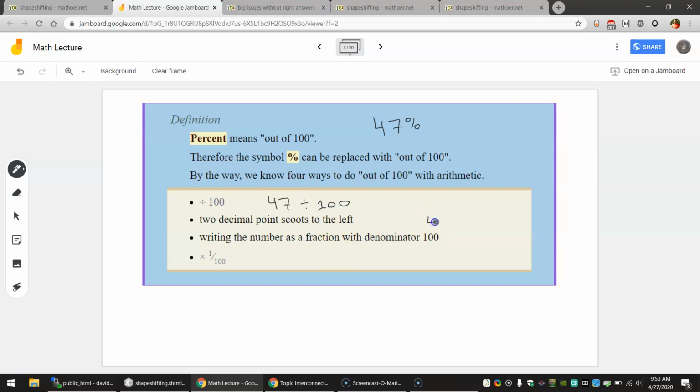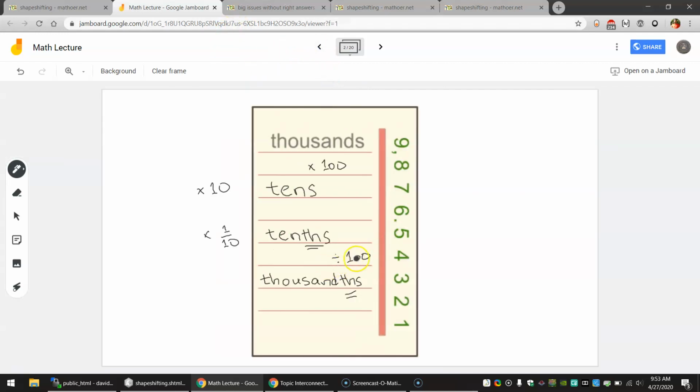We could also replace it with 2 decimal point scoots to the left. We could replace it by 47 hundredths. And we can replace it by 47 times 1 over 100. And understanding place value helped us see that divided by 100 and hundredths and the place value of hundredths are all exactly the same thing.